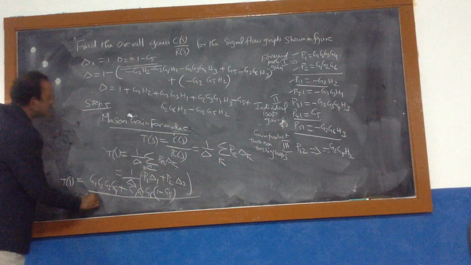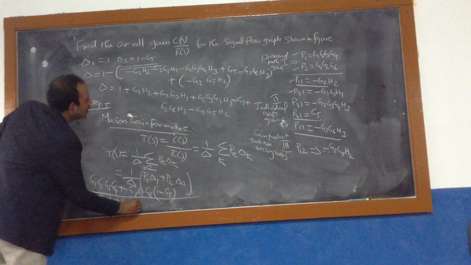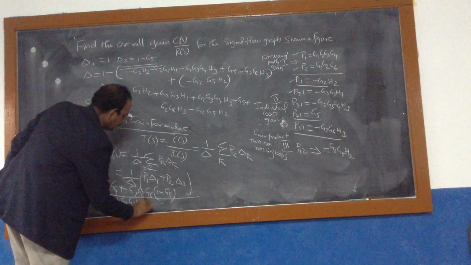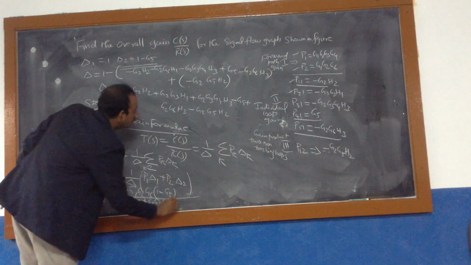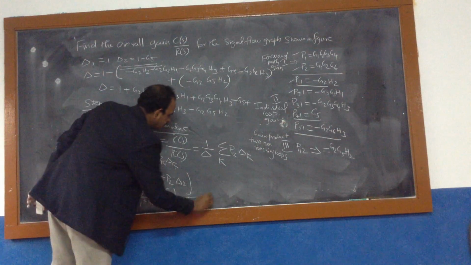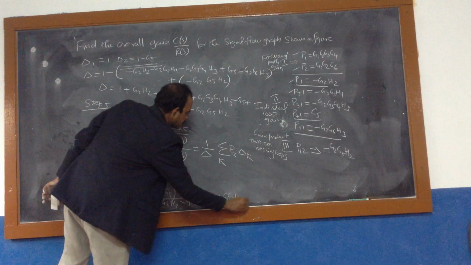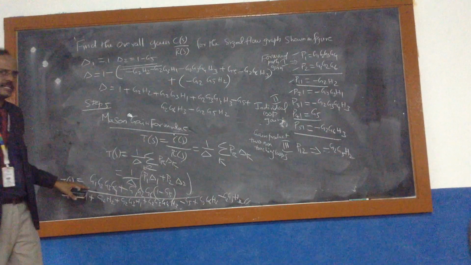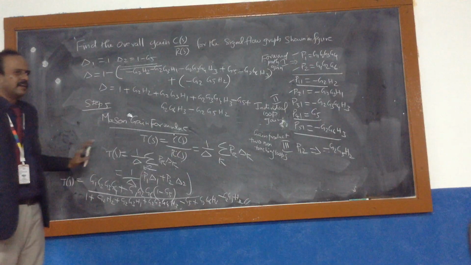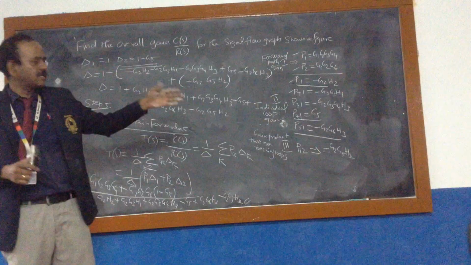1 plus G2 H2, plus G2 G3 H1, plus G2 G3 G4 H3, plus G5, plus G2 G6 H3, minus G2 G5 H3. So this is the overall transfer function, the Laplace transform of output by input. We have got the answer from Mason's gain formula, using 1 by del summation of Pk del K.